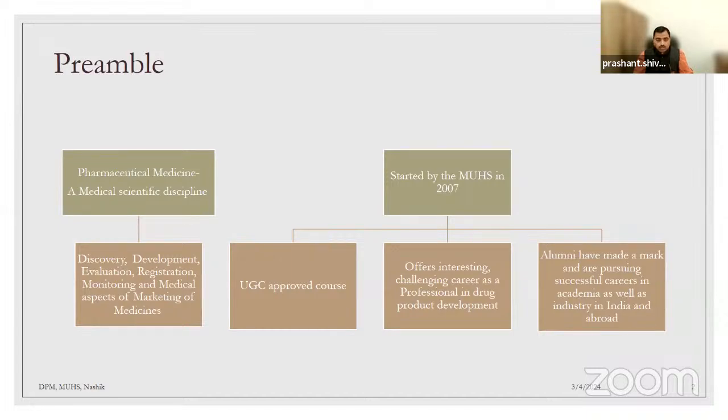Nowadays the UGC has come out with a change: rather than calling it a course, it will be called a program. This program was started at MUHS in 2007, and it is the first ever course in pharmaceutical medicine approved by the UGC of the Maharashtra University of Health Sciences Nashik. I hope no other course has got such UGC approval for running a pharmaceutical medicine course, which is related to the preclinical as well as the clinical matters of drugs and medicines.